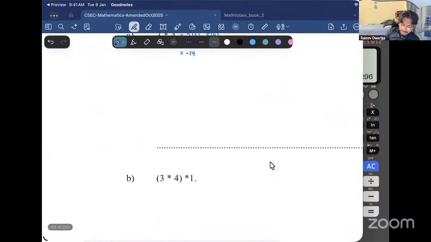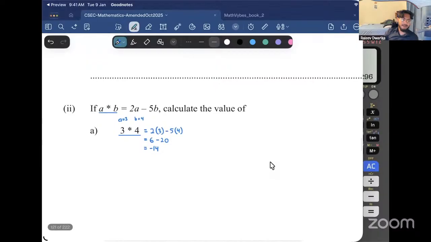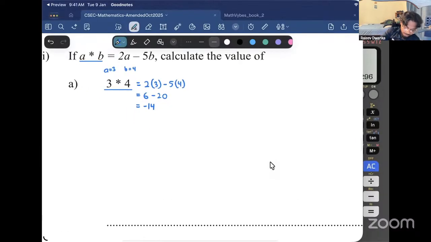Right? Now let's look at a harder iteration of it, okay? So in the last question, just to make sure we're on the same page, we said 3 star 4 was equal to what? What was the value for 3 star 4? The A and the B. You're not wrong, like the answer. 14. Negative 14. Right. Keep that in mind.